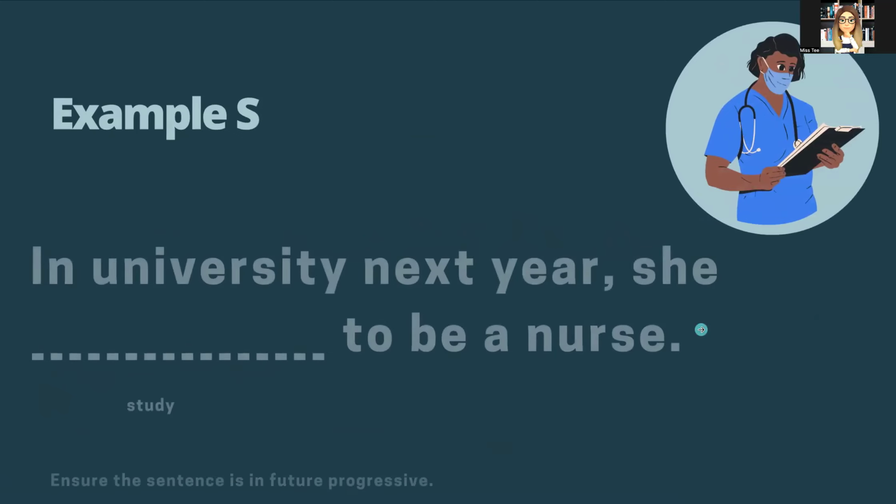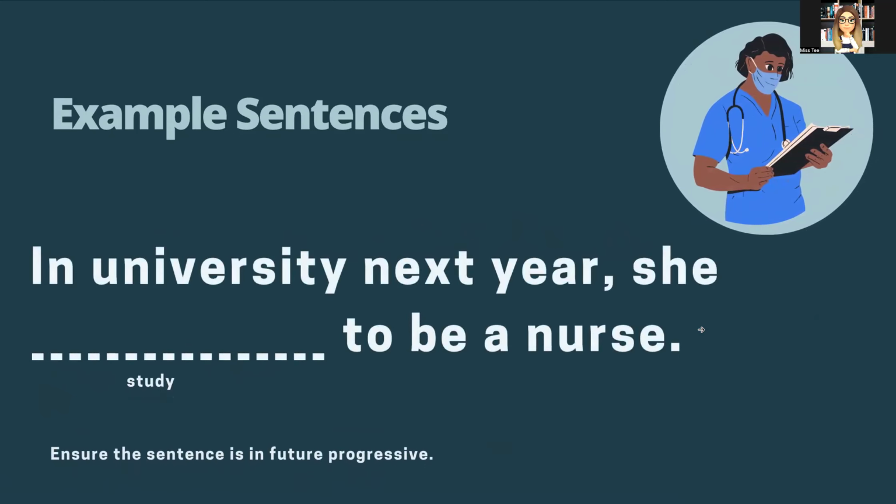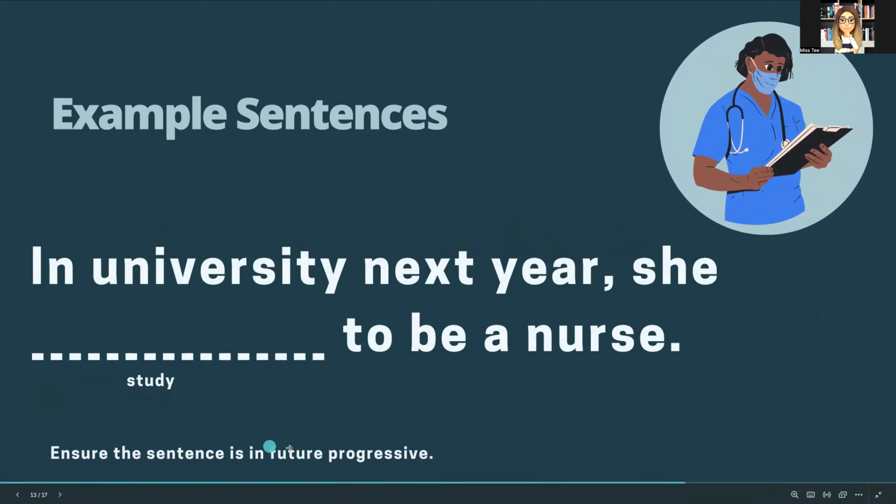Let's look at this one. In university next year, she something to be a nurse. So because we say next year and because the instructions down here say it, we're going to make sure that we're putting it in future progressive. So you're going to try to find a form of be that is good for she in the future progressive. Think about it. Don't forget to put ing on the verb study.